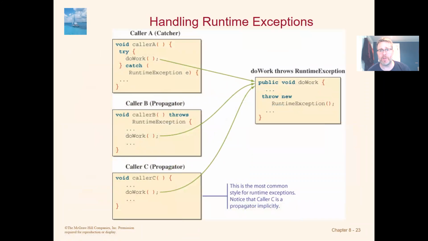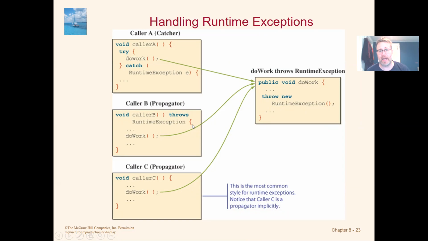Now for runtime exceptions, you don't have to do that, right? With runtime exceptions, it's never obligatory to handle them. However, in many cases, it can be a good idea. So, for example, here we have caller A calls doWork. It's embedded in a try catch block. This one, caller B, is going to throw that runtime exception, right?